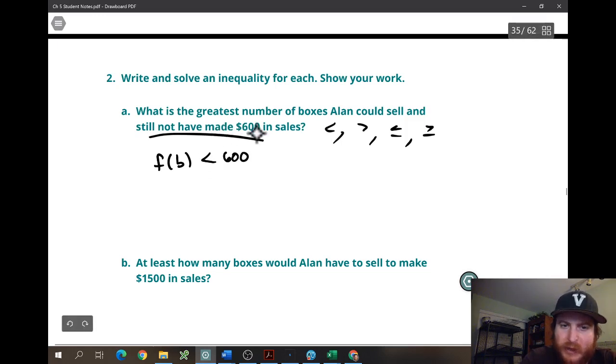So we're not there yet. We're not including it, so that's why it's not less than or equal to. And we're not there, so we're smaller than it. We haven't reached it yet. Okay.